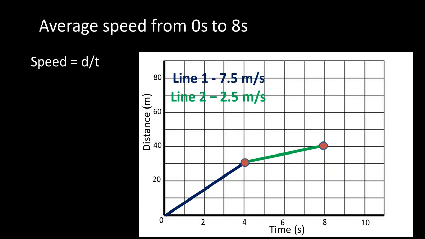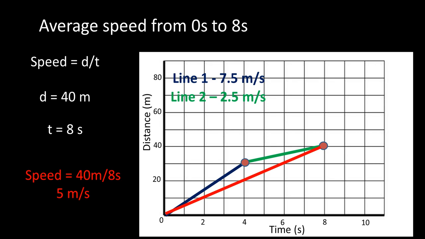And then finally, this problem asks for the average speed from the very beginning of the trip to the end of it, so from 0 seconds all the way to 8 seconds. So if we were to draw a line like this, that's what we're trying to figure out, the average speed from 0 to 8. So our total distance was 40 meters, and our total time was 8 seconds. So 40 meters divided by 8 seconds is a speed of 5 meters per second.